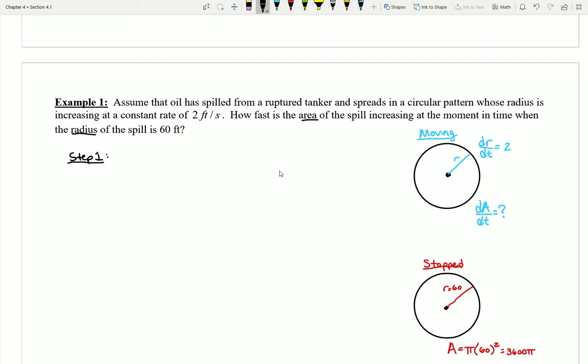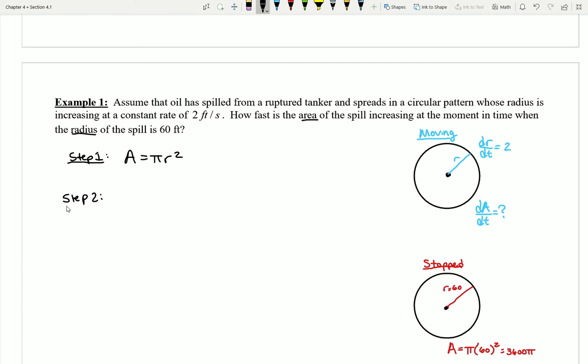Well, there's not too many choices here, but one great choice would be the formula for the area of a circle, right? Like area is equal to pi r squared. This relates these two variables together. So step 1 is done.